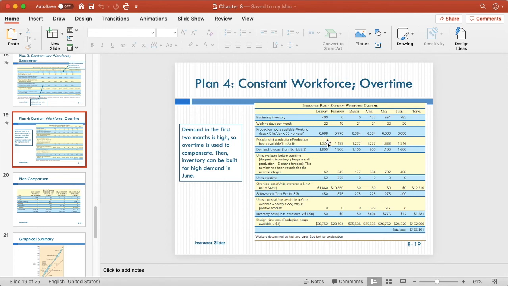But obviously, the 1,338 plus this 400, which is the beginning inventory. If you use 400 plus 1,338, the total would be 1,738, right? 1,738 is still not enough for the market demand, which is 1,800. How many do we need more?